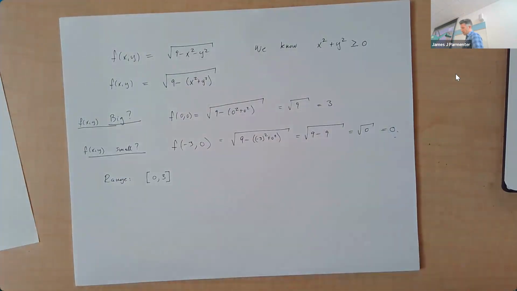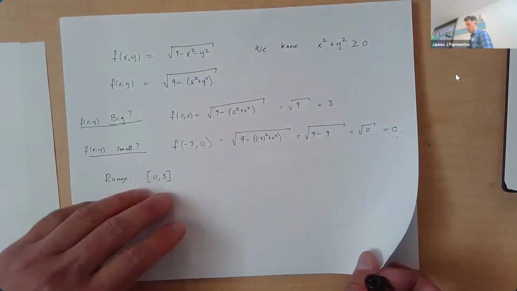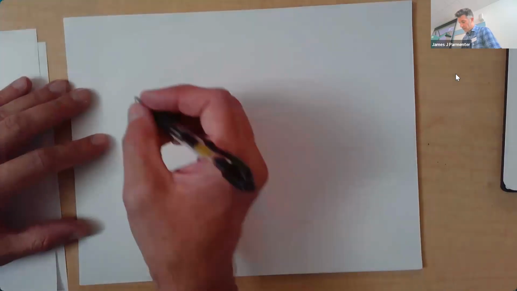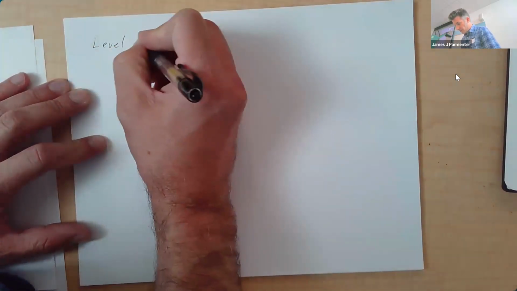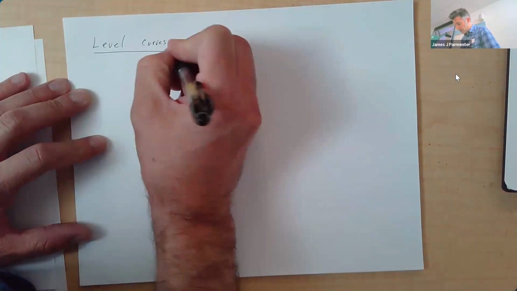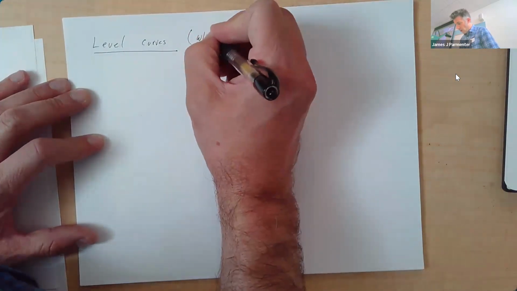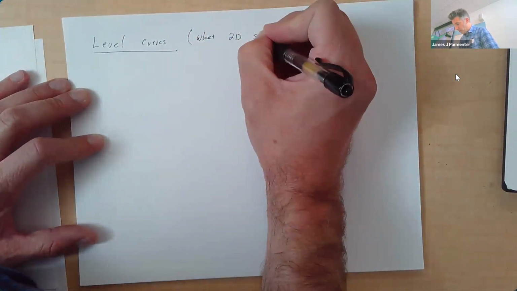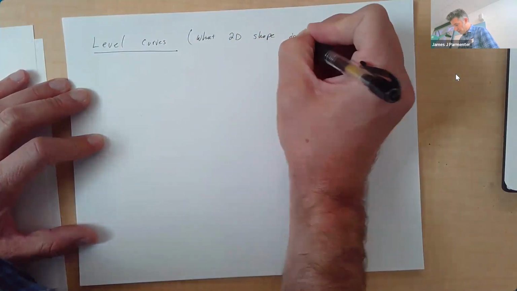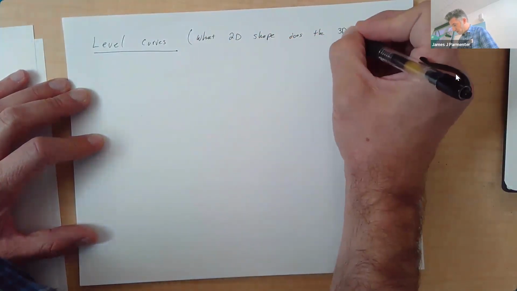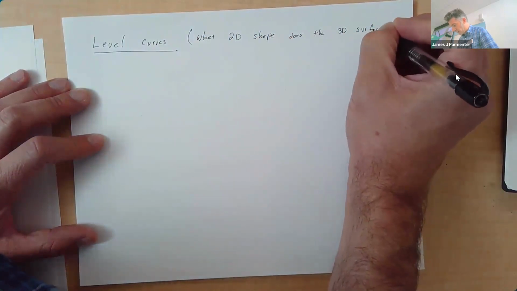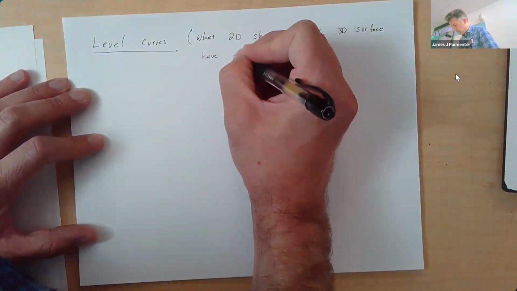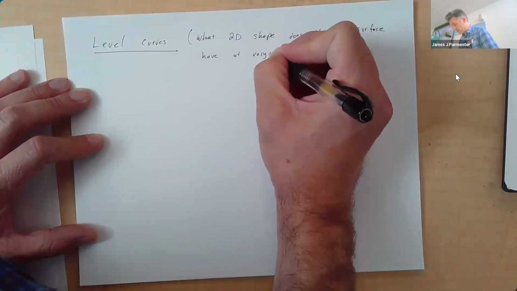Let's see, there was something else I want to talk about. Oh yeah, we should talk about the level curves. We want to have an idea of what this shape might look like. So what we're going to do is look at what are typically called level curves. Level curves are really just asking what 2D shape the three-dimensional surface has at varying elevations or heights.